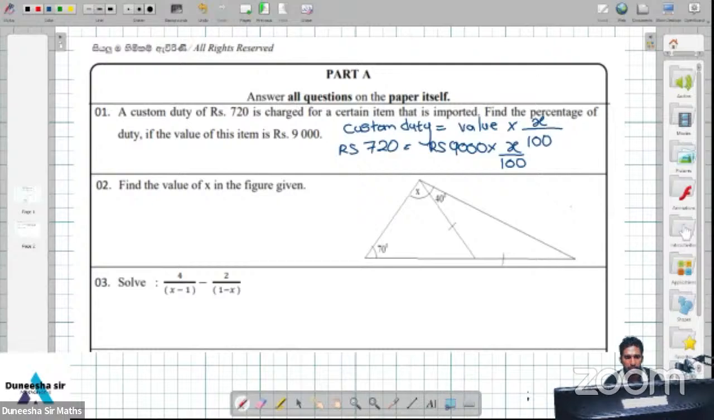Can you find out how much? Can divide. You have to get X as the subject now. Can you get X as the subject?